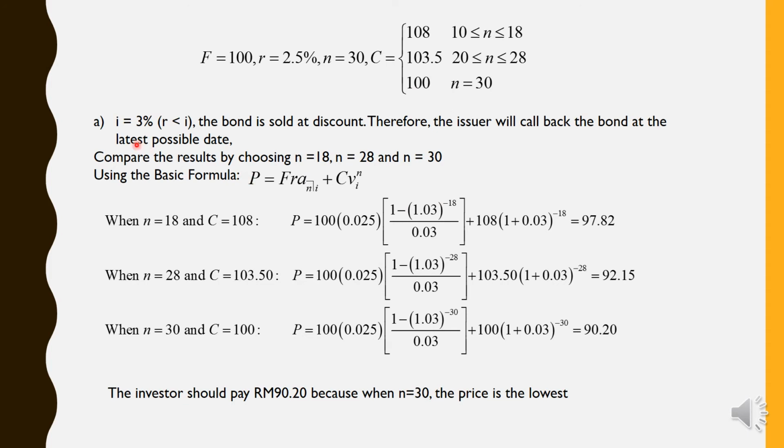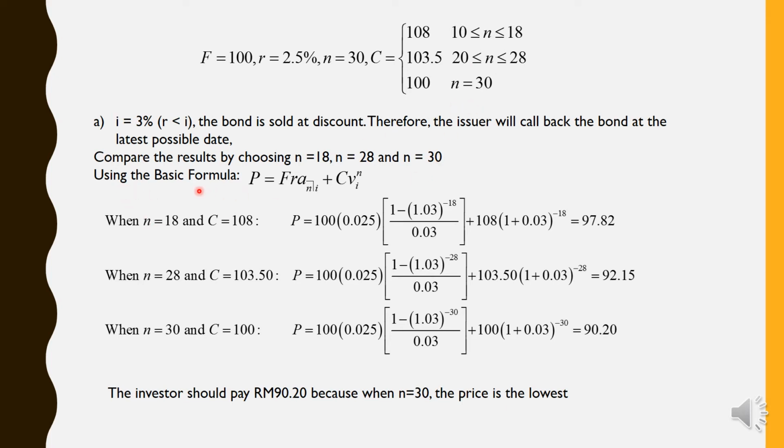So for case A, when I equals 3%, R is less than I because R is only 2.5%, so the bond is sold at a discount. Therefore, the issuer can call back the bond at the latest possible date. So we can compare the results by choosing n equals 18 from the time frame 10 to 18, n equals 28 from 20 to 28, and n equals 30.